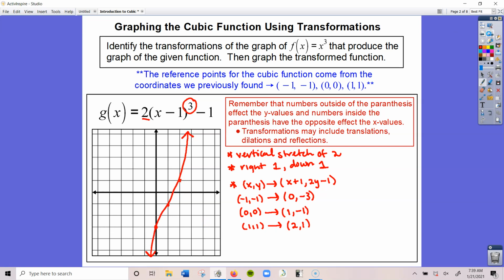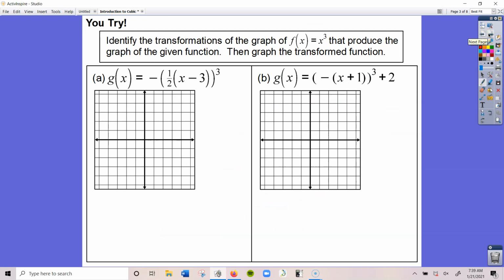Let's try a few more. By looking at the equation, anything that is inside of the outermost parentheses affects the x values. So my transformations here, first off, I have this negative on the outside. A negative on the outside indicates a reflection across the x-axis.